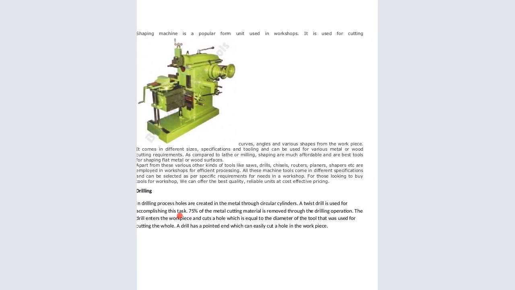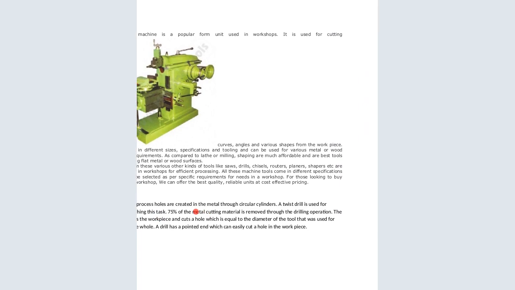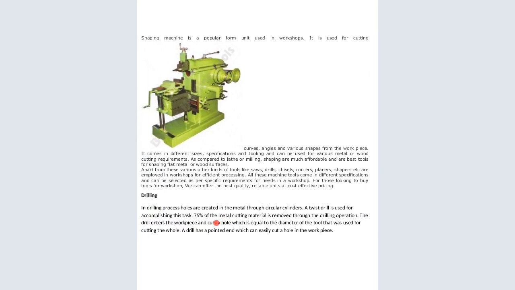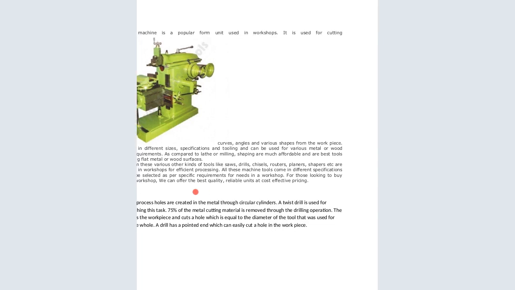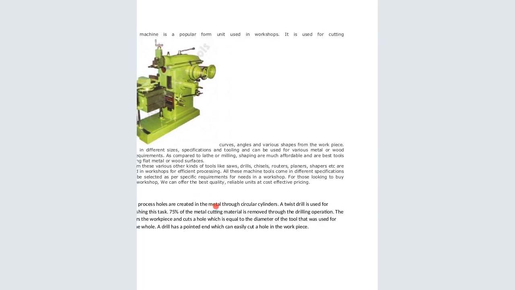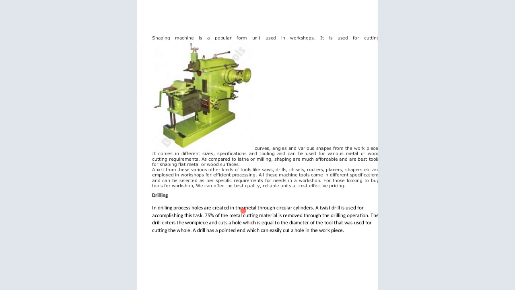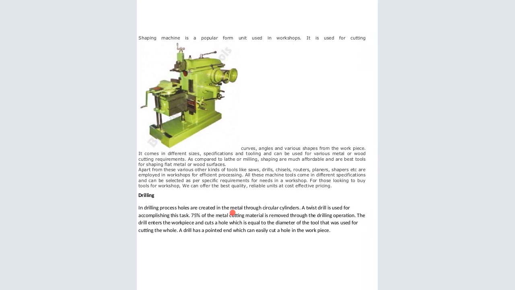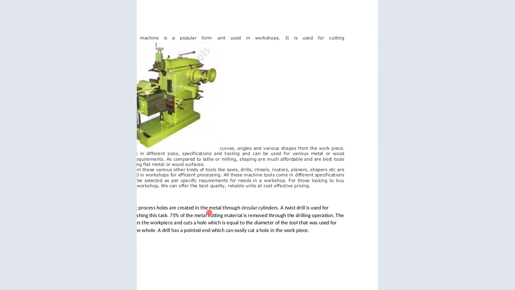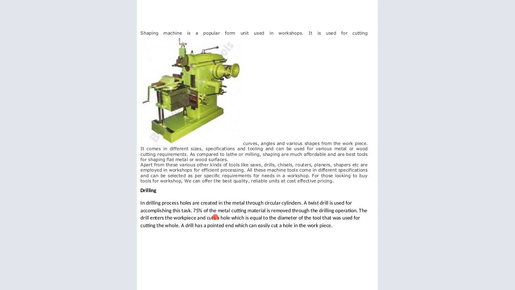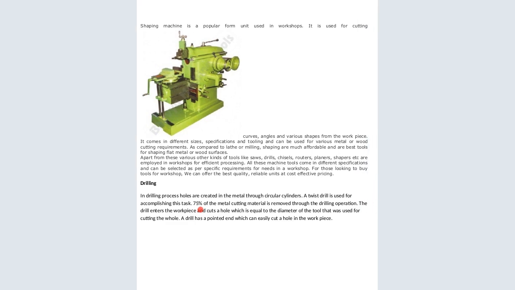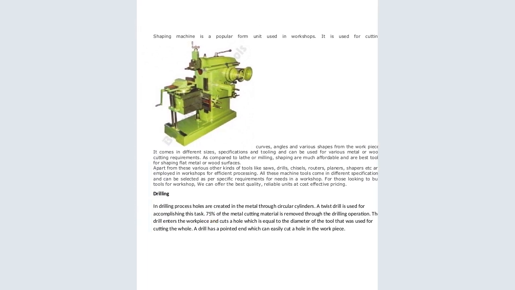As compared to lathe or milling, shapers are much more affordable and are the best tools for shaping flat metal and wood surfaces. Apart from these, various other kinds of tools like saws, drills, chisels, riters, planers, shapers, etc. are employed in the workshop for efficient processes. All these machine tools come in different specifications and can be selected as per the specific needs of the workshop. For those looking to buy tools for a workshop, we can offer the best quality, reliable units, cost, and pricing.